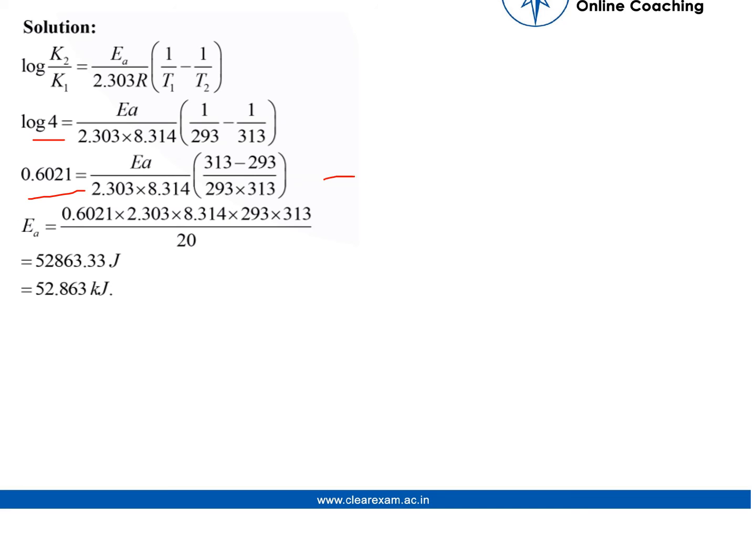Now solving the equation further, we'll get the value of Ea as 52.863 kJ.